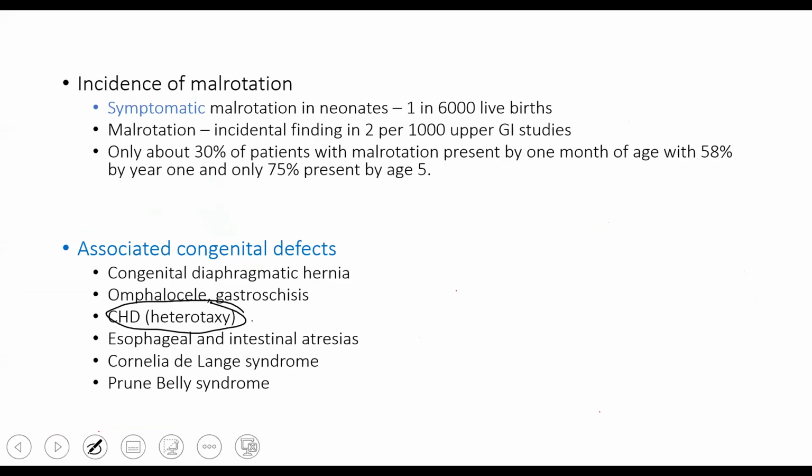Heterotaxy. So that's the number one. You need to do an echo and make sure there's no heterotaxy. What other findings might be associated with malrotation? It could be diaphragmatic hernia, omphalocele or gastroschisis, or atresia, either esophageal or intestinal atresia. It could be part of a syndrome, Cornelia de Lange syndrome or Prune Belly syndrome. Among all these, the most important, which they usually love in the boards, is heterotaxy, but it can be associated with any other malformations.